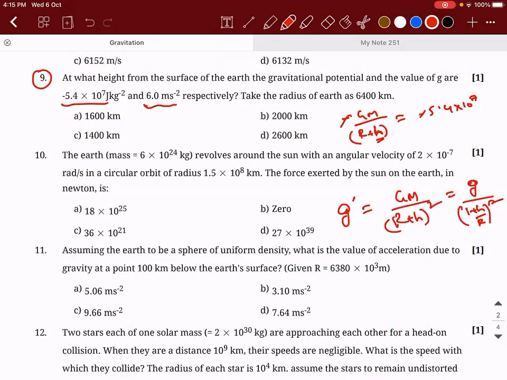You cannot use 1 minus 2H upon R because the decrease in the value of acceleration due to gravity is more. See, initially it is 9.8. If it is somewhere around 9.2, 9.3, yes, you could have used that formula. But 1 minus 2H by R is an approximated formula. Here you can't use that because of the value 6. 9.8 and 6 is a very big difference in terms of percentage at least. Okay, sir.